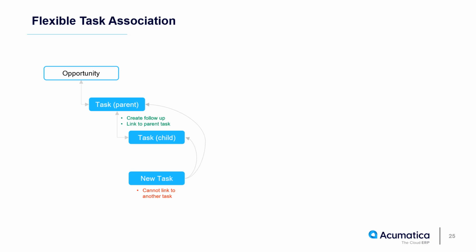Flexible task association. Tasks allow employees to efficiently manage work. For example, if I have an opportunity where I send a quote, then I can create a follow-up task to check in. When I reach the prospect by phone, he says to call back tomorrow, so I can easily create a follow-up task as a reminder. But let's assume I wanted to create a task for a coworker to follow up and link it to one of these tasks.